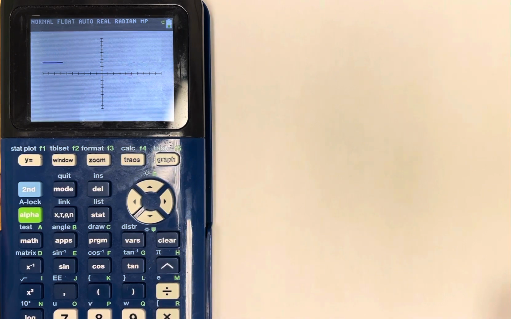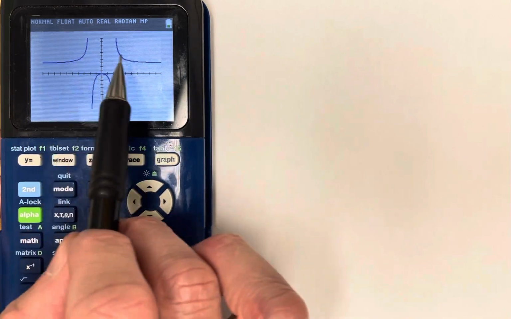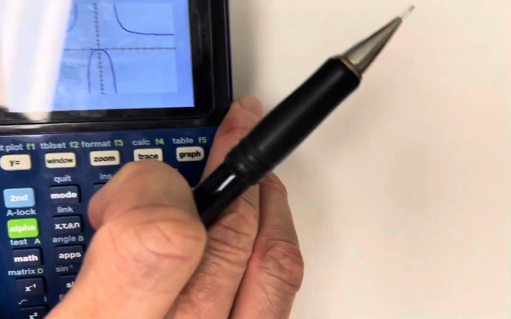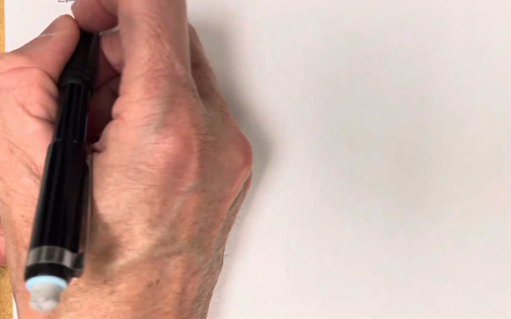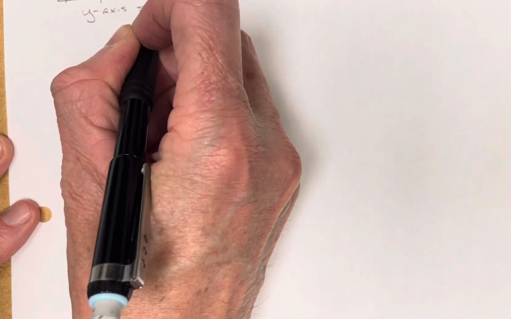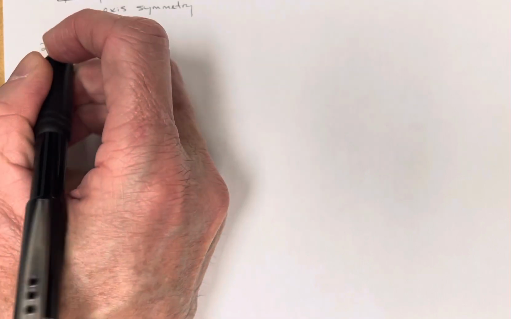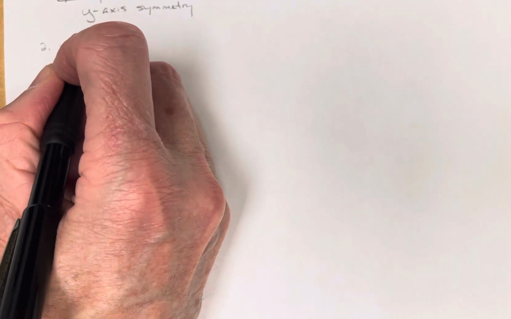Do I have any symmetry? I actually do have symmetry. You can see it's symmetrical with respect to the y-axis. Of course, we can see it. That can help us to draw it. So, symmetry, yes. I have y-axis symmetry.